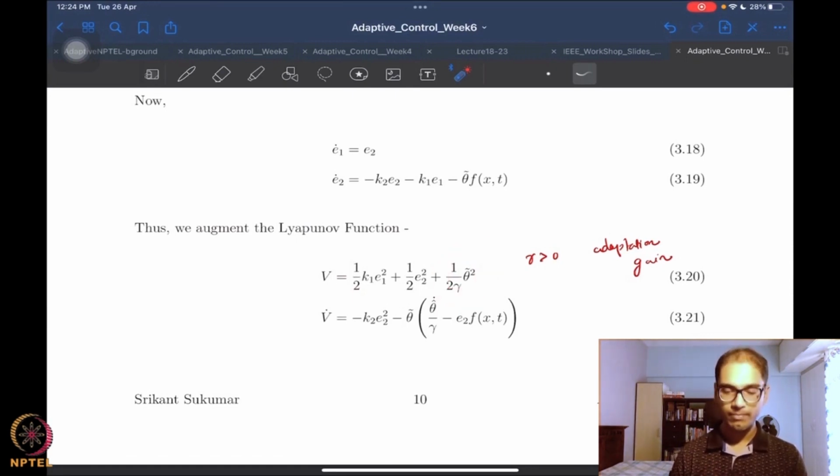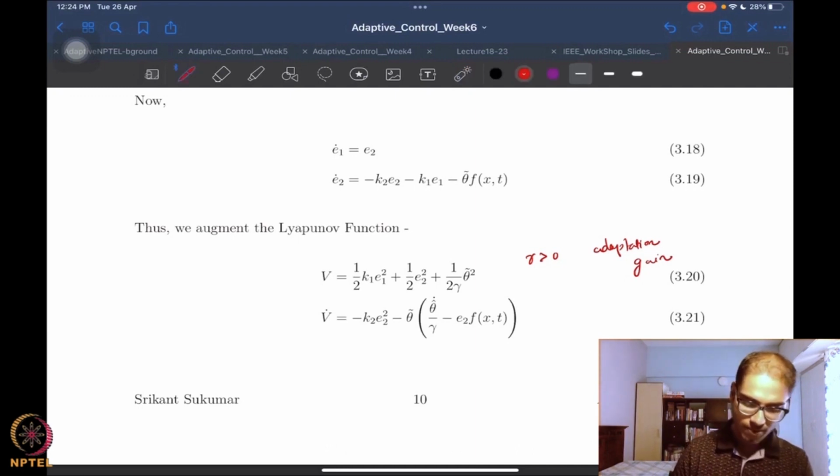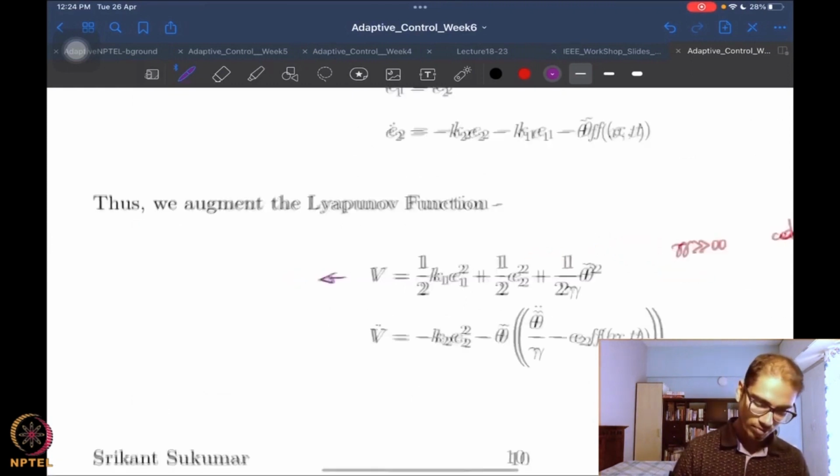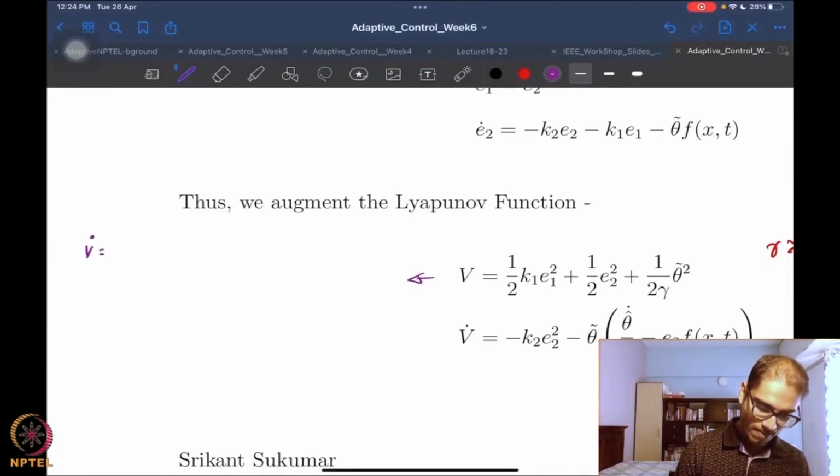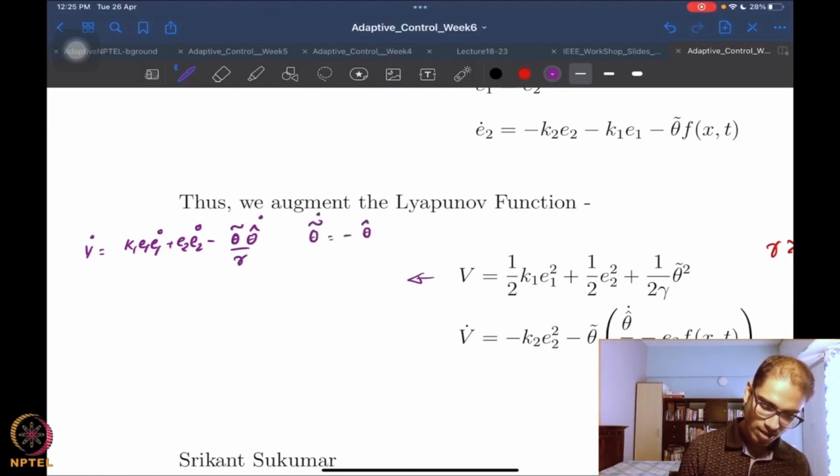Yeah. And now if I take the derivative carefully and substitute, I get this first term which I would have gotten if there was no parameter error. And then I get a second term due to the parameter error. Okay. Not too difficult. I mean, if you are not convinced, you can just go here and do this sort of computation quickly. So V dot will be K1 E1 E1 dot plus E2 E2 dot minus theta tilde theta hat dot over gamma. We have used the fact that theta tilde dot equals minus theta hat dot because theta star is constant.